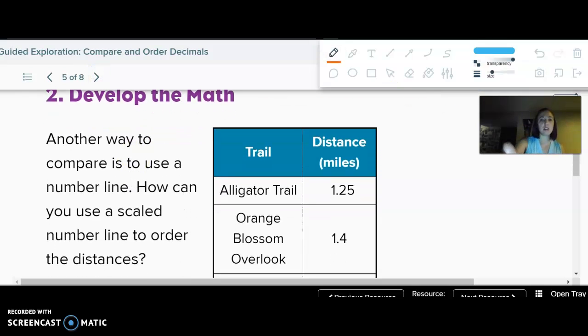Another way to compare is to use a number line. So go ahead and write that in your notes. Use a number line. Now you don't always have a number line, so you could either make one or just use a different strategy. But if you're given one especially, it can be helpful, or making your own.